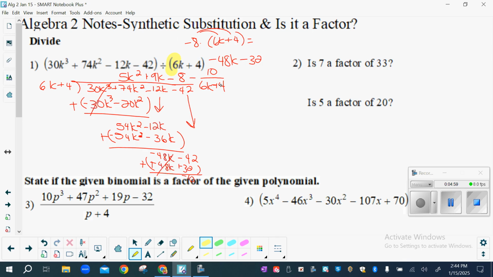Okay, so was the 7 a factor of 33? No. Absolutely. So let's talk about the next one. Is 5 a factor of 20? Yes. Good. Why is 5 a factor of 20? It goes in 4 times. If we take 20 divided by 5, it gives us 4, the whole number. There's no remainder, so that's why it's a factor.